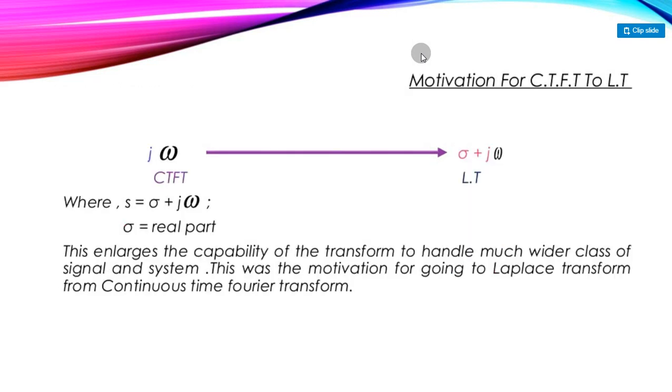Now how do we convert the continuous time Fourier transform to Laplace transform? The conversion of j omega to sigma plus j omega enlarges the capability of the transform to handle a much wider class of signals and systems. This was the motivation for going to Laplace transform from continuous time Fourier transform.